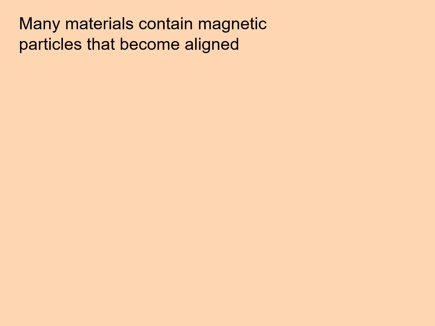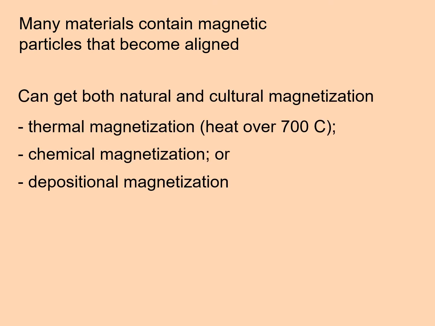So many materials contain magnetic particles that become aligned. And you can get both natural magnetization and cultural magnetization. Usually, archaeologists are interested in cultural magnetization. So, for example, you can get things from thermal magnetization when something is heated over 700 degrees centigrade, or from chemical magnetization, or from depositional magnetization, such as when a river floods, and as the silt settles out, the little silt grains will align themselves facing magnetic north.